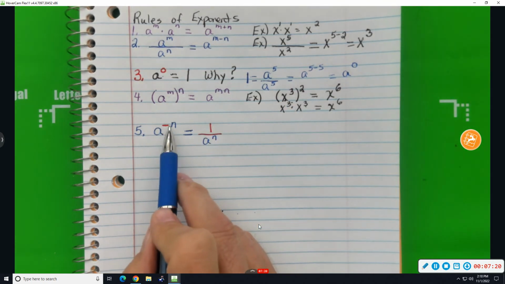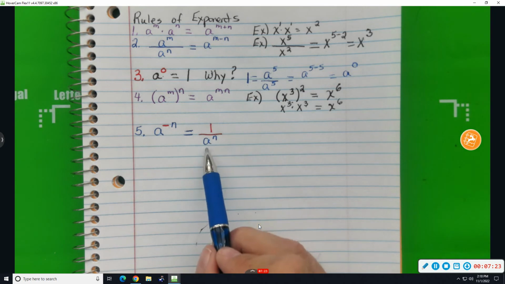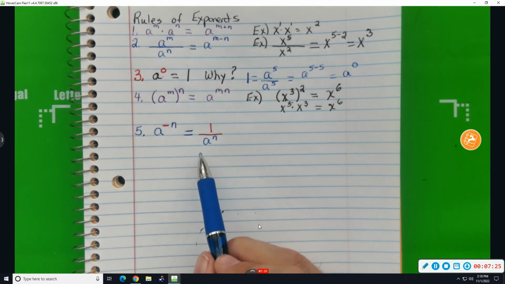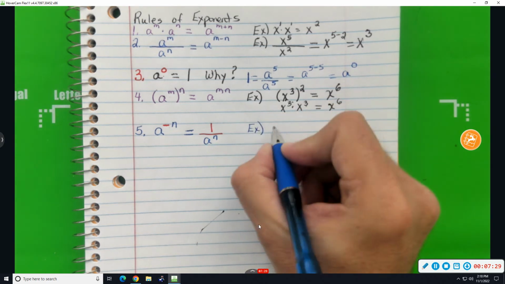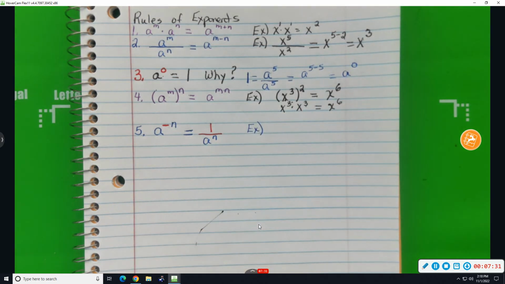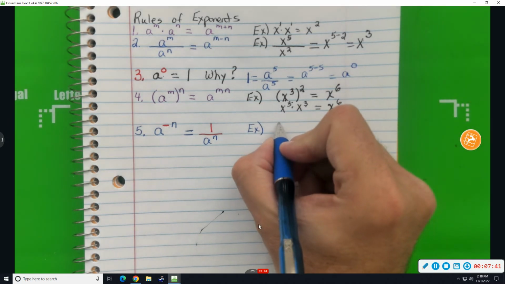So a to the negative n is 1 over a to the n. And this is something you might not have used, any negative exponents, in a long time. By the time we're through with the next few assignments, you'll be good with working with negative exponents.